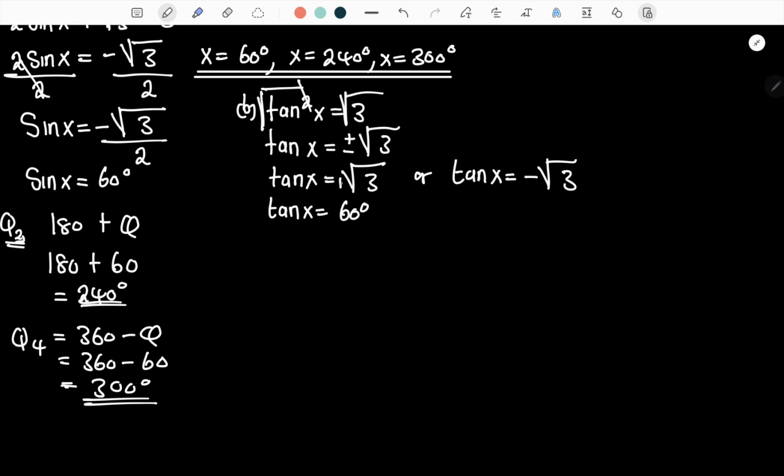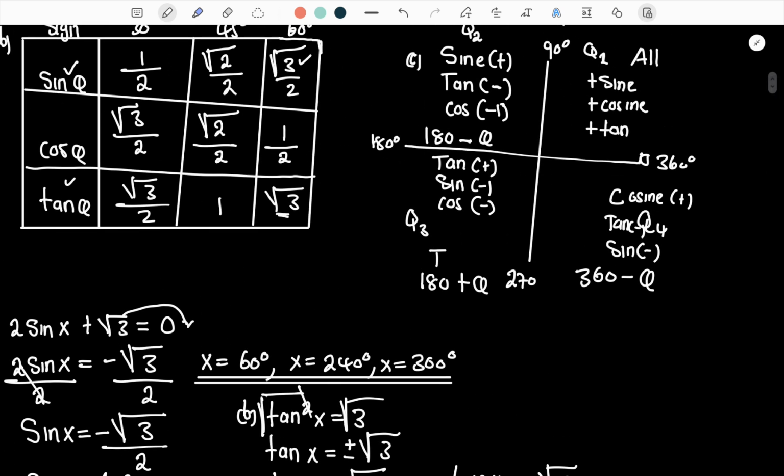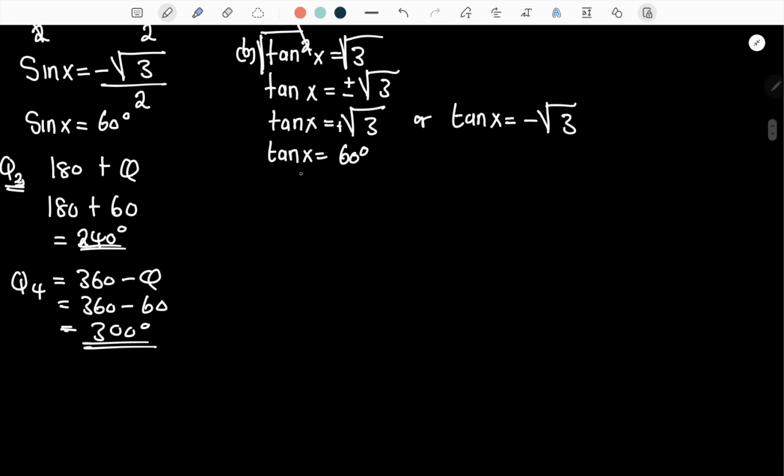Now, since this guy is positive, in which quadrant is tan positive? Tan is positive in the third quadrant, and in the third quadrant you have 180 plus theta. So this is going to be 180 plus 60. You add your 60, and you are getting 240 degrees. Then we go to the next equation.